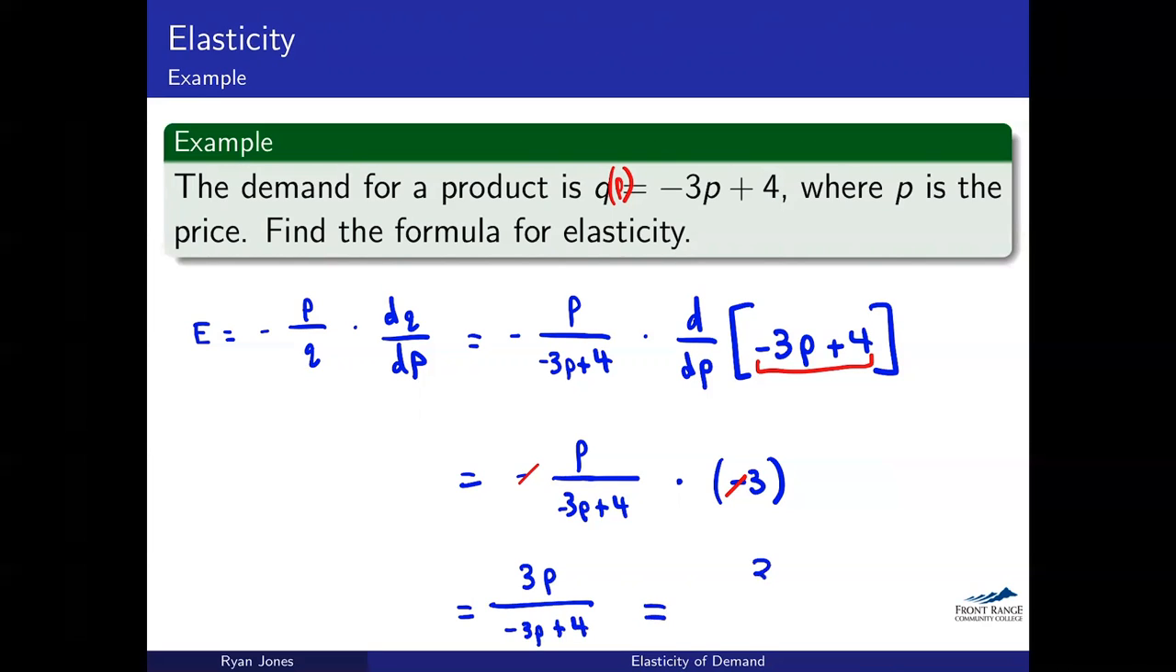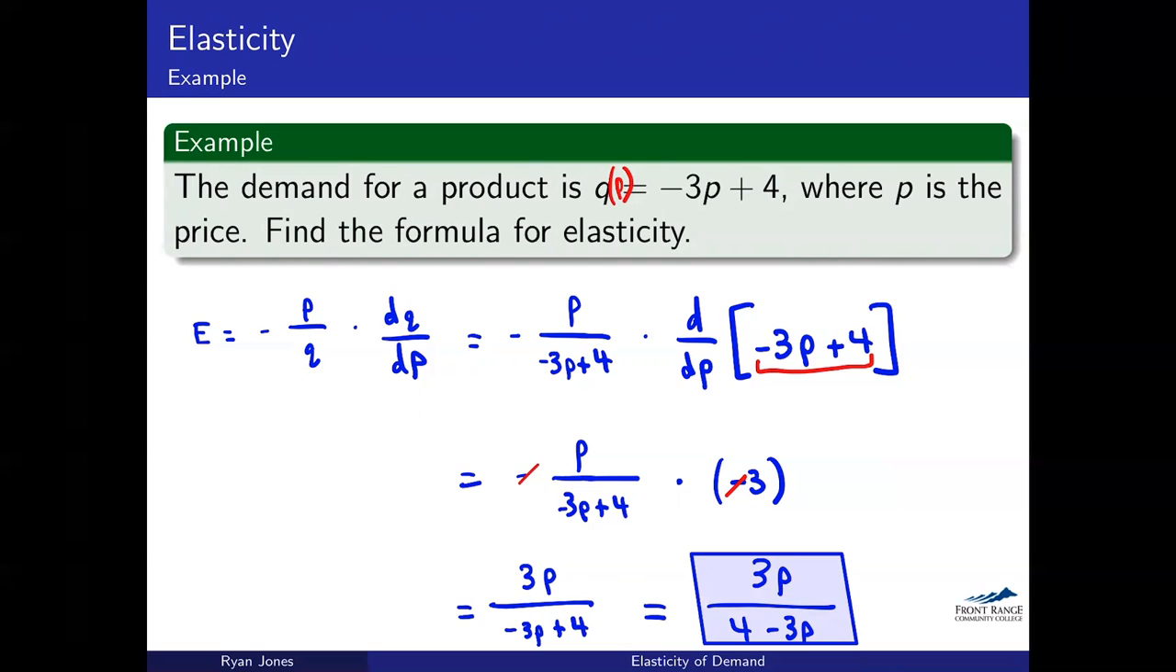I'll choose to write this more often than not. I'll choose to write it as 4 minus 3P. You don't have to. Either is perfectly acceptable, either of these last two. That's just how I'm choosing to write it right now. We got that right there. That is our formula for our elasticity. That's fantastic. We've got it.